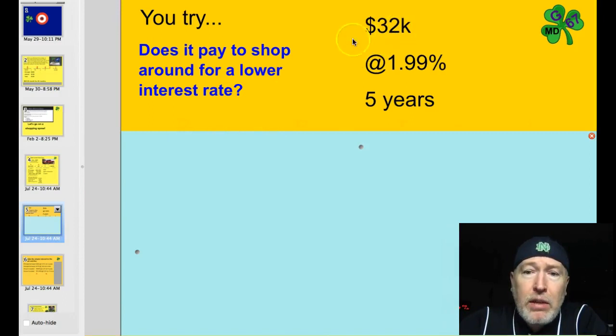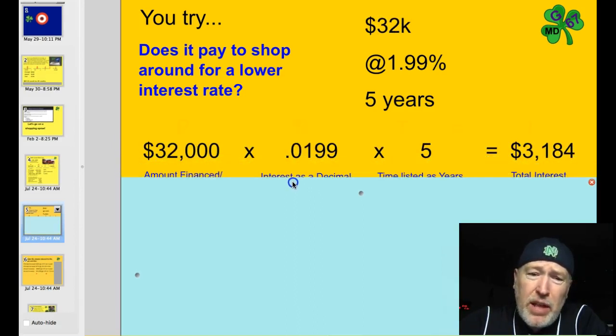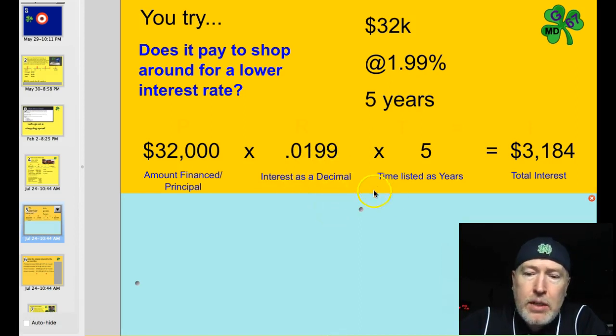I recently bought a truck, and I only paid 1.99% interest for 5 years. Let's think about that. If I was buying that same truck that Connor bought at $32,000, there's $32,000. That's our principal times 1.99%. That's 0.0199, less than 2%. Times the 5 years, the interest is only $3,184. It's less than a third.